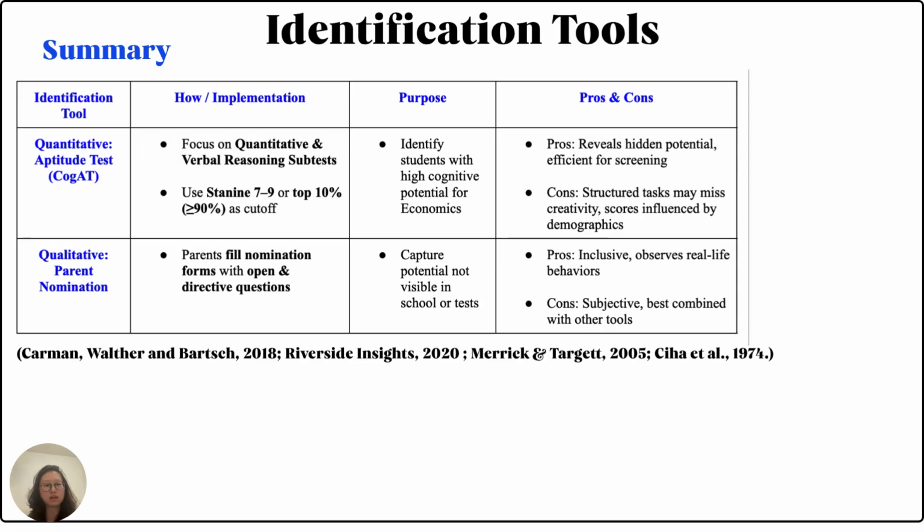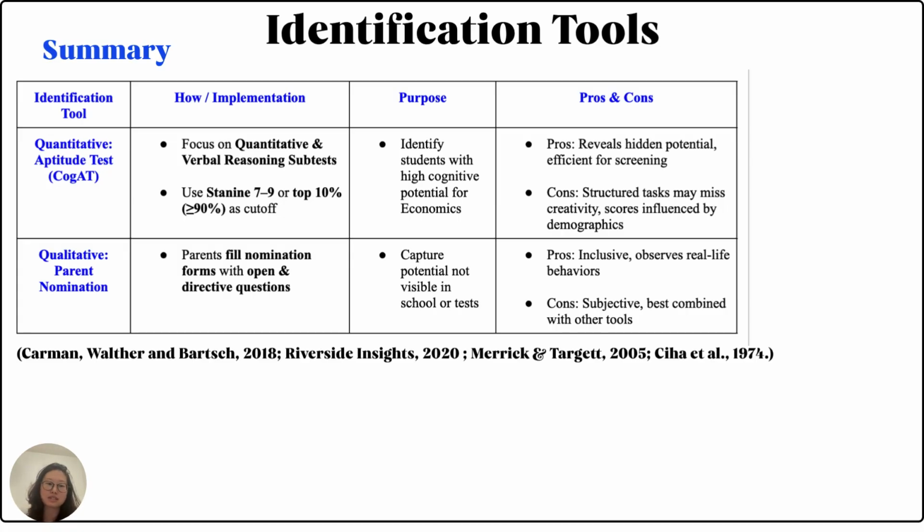The second tool is parent nomination. Parents observe their children in everyday contexts and can provide insights that are not visible in the classroom. For example, some students may not stand out in class, but at home, conversations will naturally reveal their proactive attention to news and their opinions on price changes.